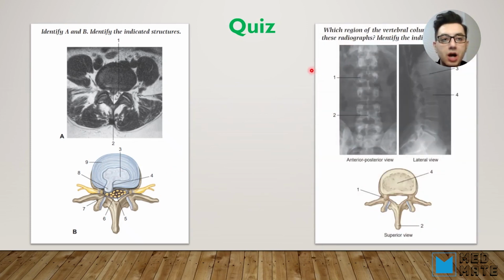Which region of the vertebral column is imaged in these radiographs? Identify the indicated structures. Here you can see the lumbar vertebrae. Number 2 is the spinous process and the body. Number 3 is in between two vertebrae, so here you can see the intervertebral disc. Number 4 is indicating the body of the vertebra. Number 2 is indicating the spinous process. And number 1 is probably showing the transverse process or pedicle.